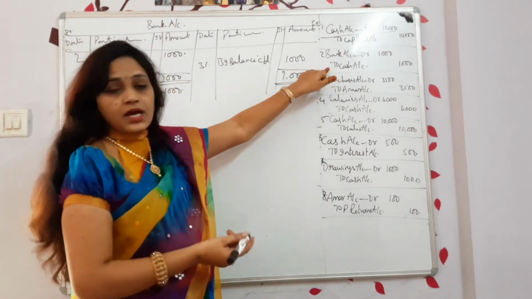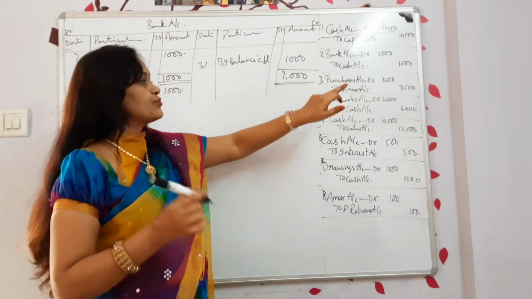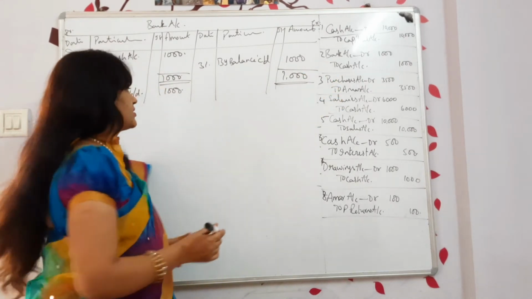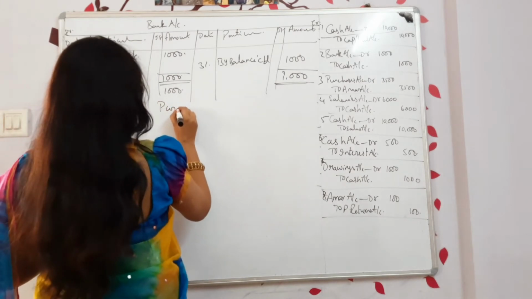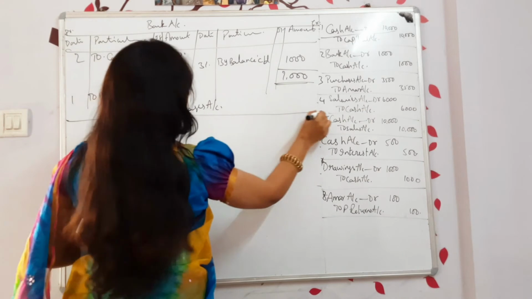Next, cash. Already we have prepared cash in the first ledger itself, so no need to do it again. Here we have purchases account. Let us prepare purchases account.